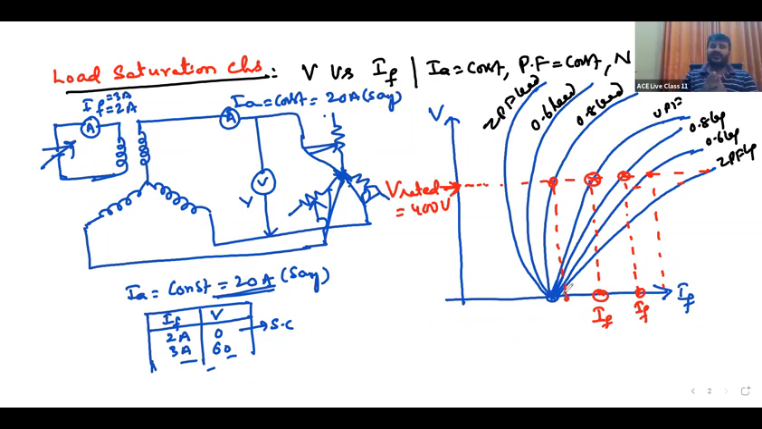So to maintain the same rated voltage, leading power factor characteristics are shifting to the left side, and lagging characteristics are shifting to the right side.